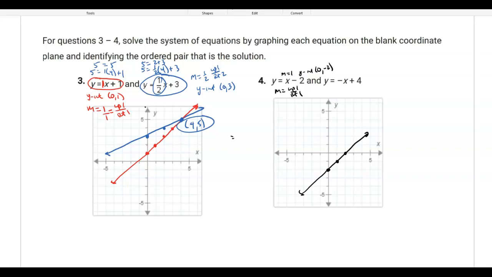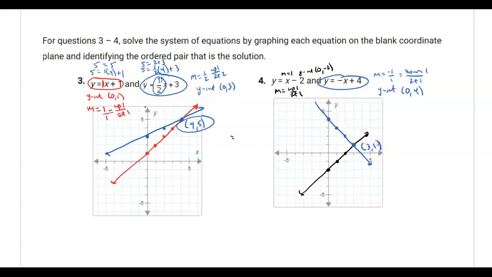The next line, right, is going to be -x plus 4, where my slope is -1 now. So I'm going to go down 1, right 1. Then my y-intercept is at (0, 4), so I'm going to go 1, 2, 3, 4. I'm going to go down 1, right 1, down 1, right 1. I'll actually do it one more time because you'll see why. And right away, when I look, that ends up being the solution at (3, 1).